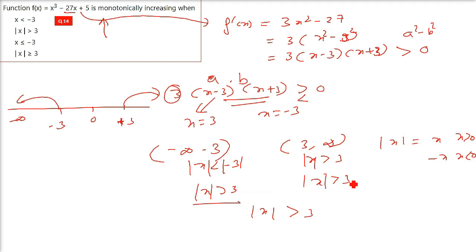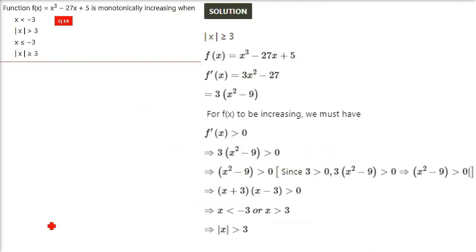So all this solution has given us what? It's mod x is greater than 3. There are four options here. x is less than minus 3 is the solution. x less than or equal to minus 3 is not. Mod x is greater than 3 is the solution. It's not greater than or equal to 3. Second option may be chosen. Fourth option should be chosen. So it is monotonically increasing, that is why it is greater than.